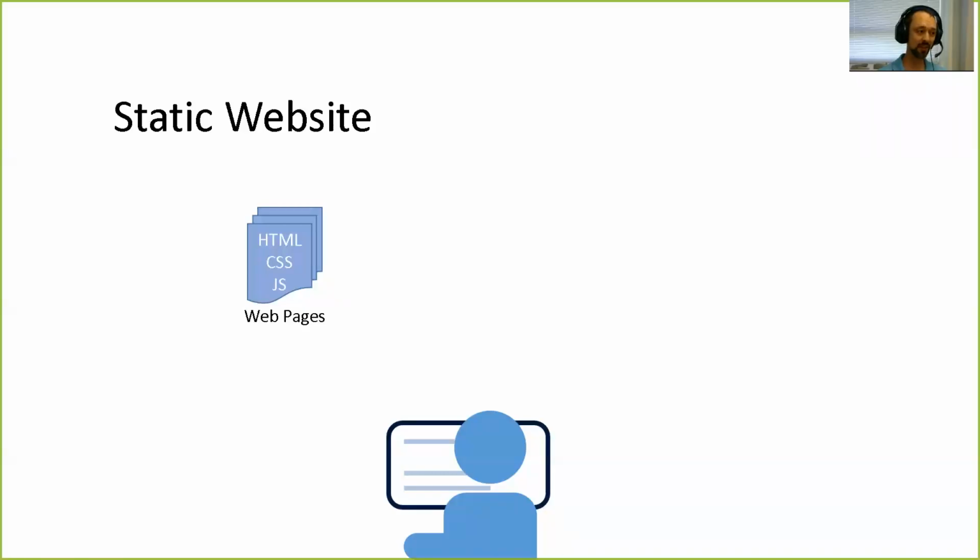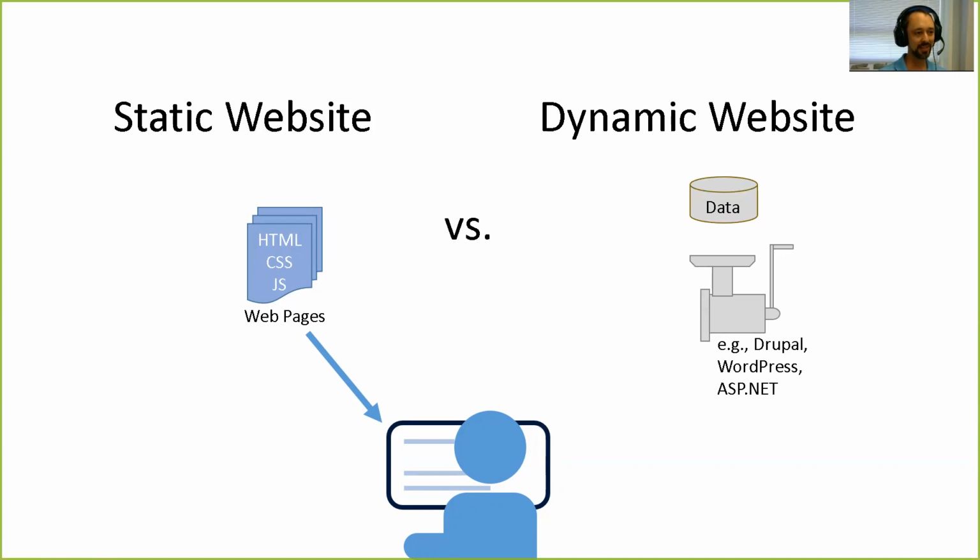sitting on a server somewhere, and when a user requests a given page, that server sends over the related files as is to the user. Contrast this with a dynamic website in which your server includes a database or some kind of data store, and then a system like Drupal or WordPress or perhaps some ASP.NET scripts, so that when the user requests a given web page, that system will query that database or data store to pull in some information and then build those web pages on the fly and then send the result back to the user.